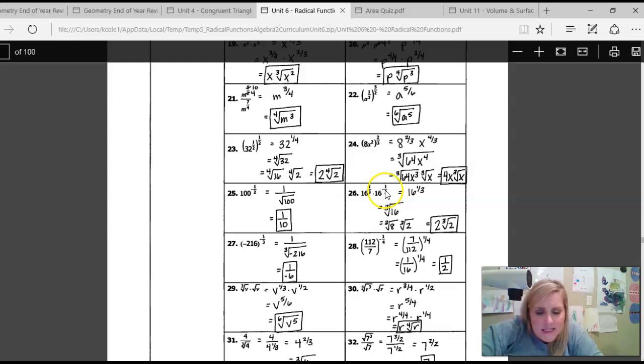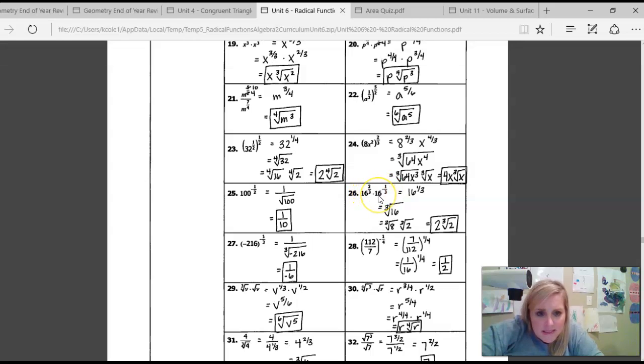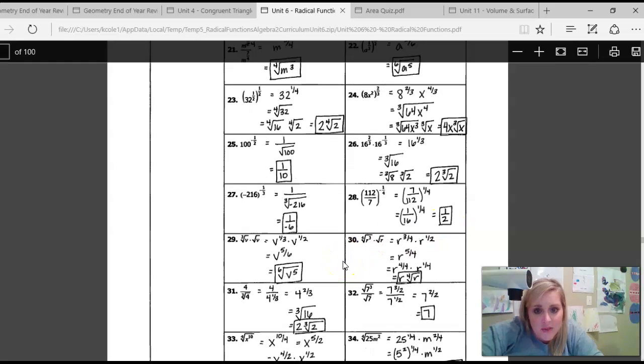This is negative. These are like bases. When you multiply like bases, you add exponents. So 2/3 plus negative 1/3 gives us 1/3. 3 is your index, 16 is there. You have to break it down using the perfect cube, which is 8. The cubed root of 8 is 2 on the outside, and then that has to stay on the inside.